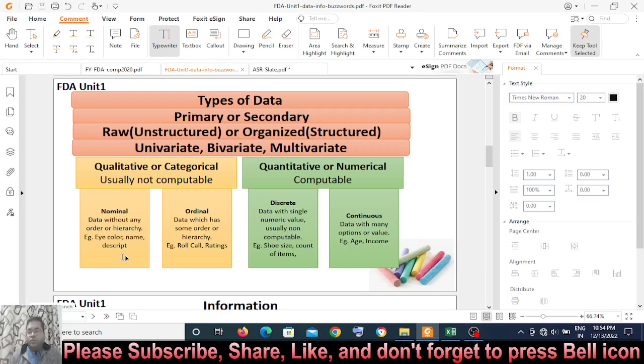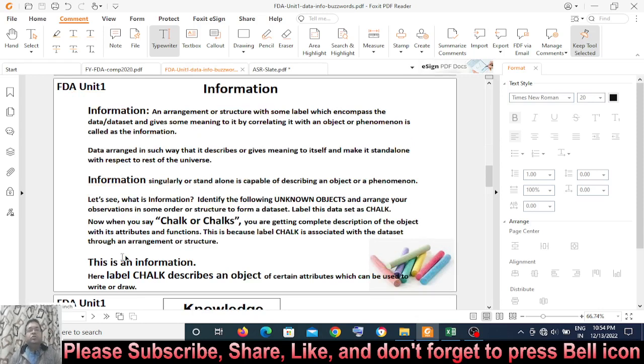So what is information? Information is where we gather all these observatory recordings together under a certain label. It is a structure as well as an arrangement. An arrangement or structure with some label which encompasses the data or the data set and gives some meaning to it by correlating it with an object or phenomenon is called information.